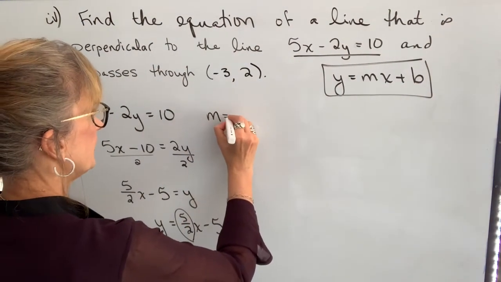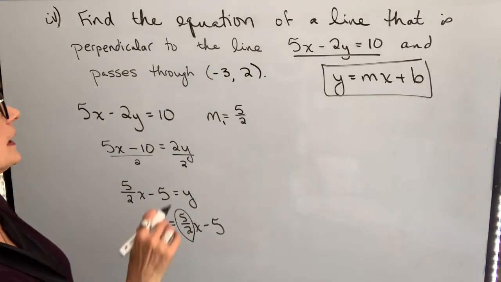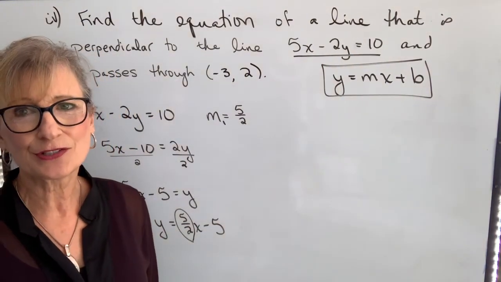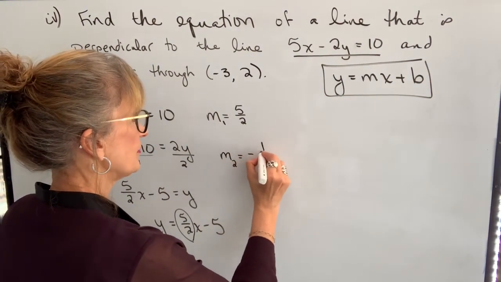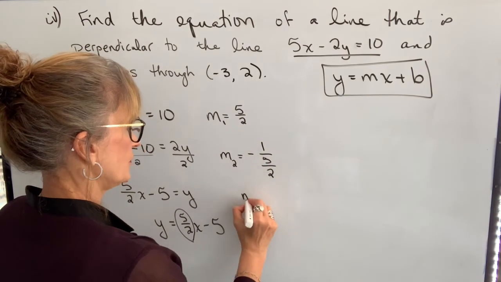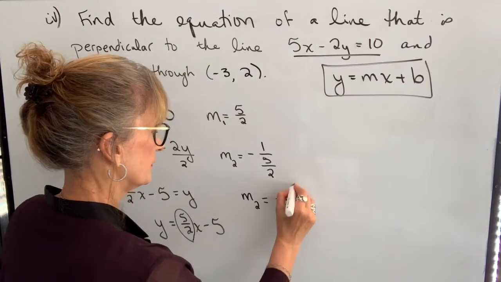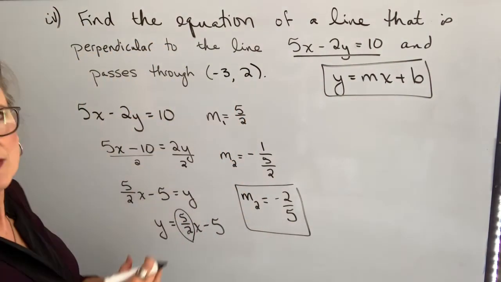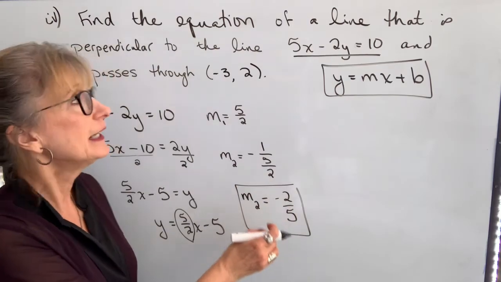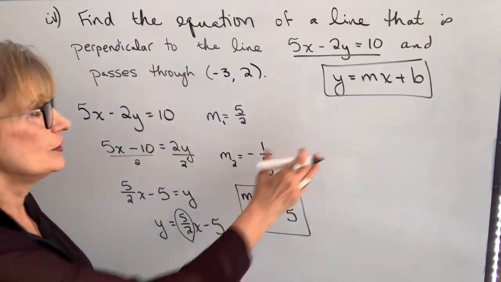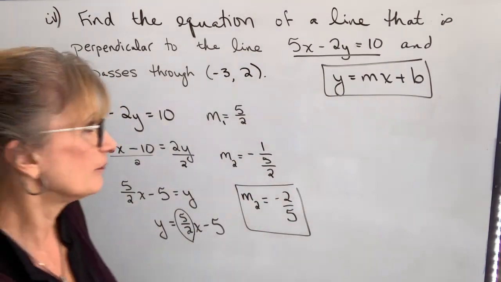So if the slope of this line is equal to 5/2, I'll call that m1. The line that I want to find is perpendicular to that. So remember, its slope, I'll call it m2, will be the negative reciprocal of this. So the slope of the line I'm looking for, the perpendicular line, will be negative 2/5. Now I don't care about this line anymore. All I needed it for was to find the slope. Then I found my perpendicular slope. Now I can find the equation. I can use this form again, putting my x and y values in and my slope, find b, and then I have my equation.